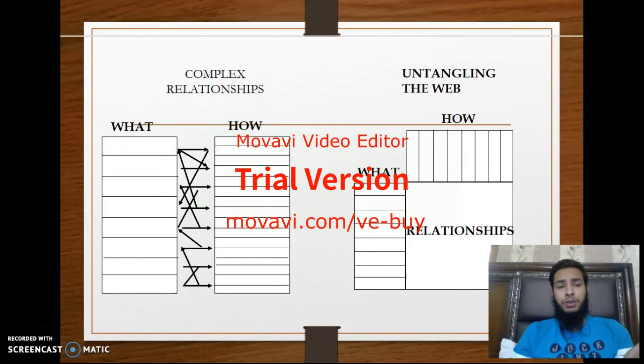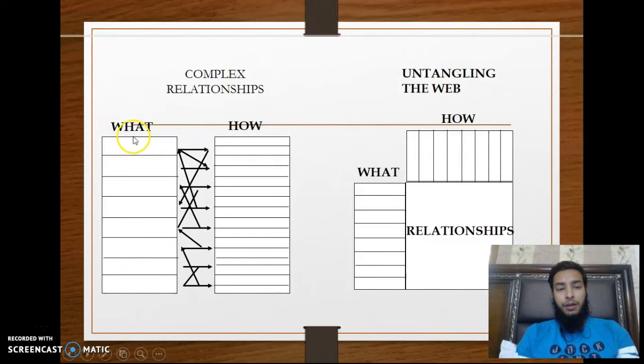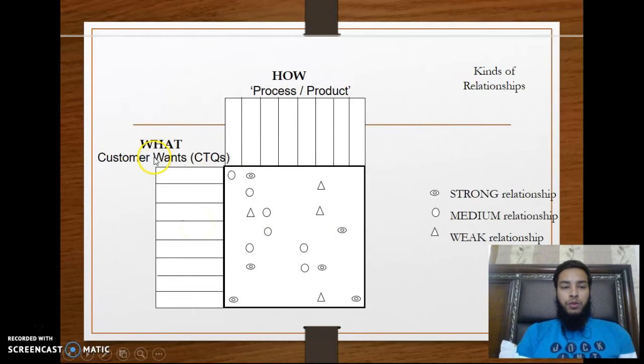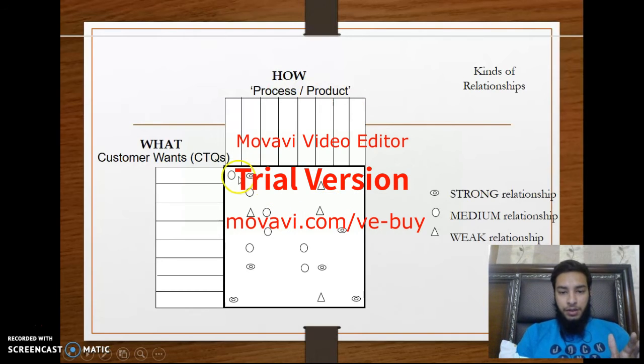There are complex relations, like for example, what and how; there are too many complex relationships. So you untangle the web by using a larger relationship box with the what on your left hand side and the how on the top of it. The what is actually what the customer wants, and the how is the process or the product that needs to be made, and these signs show the kind of relationship.